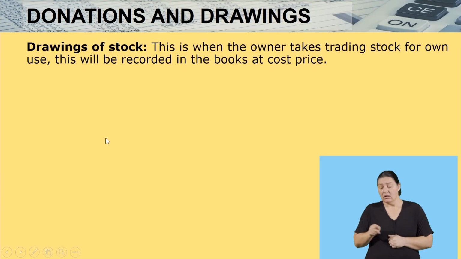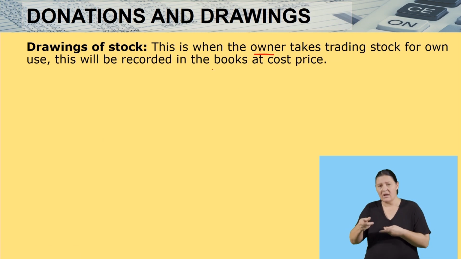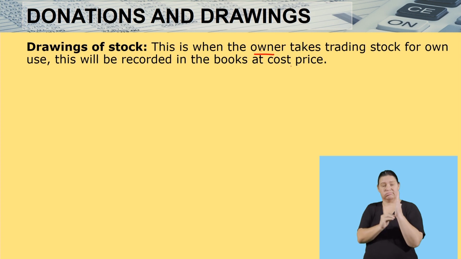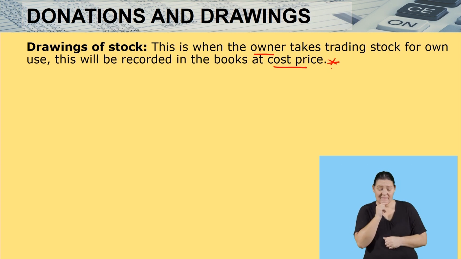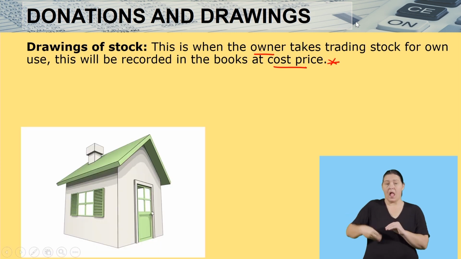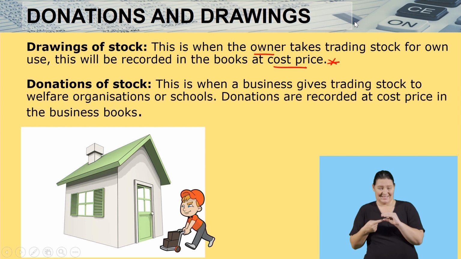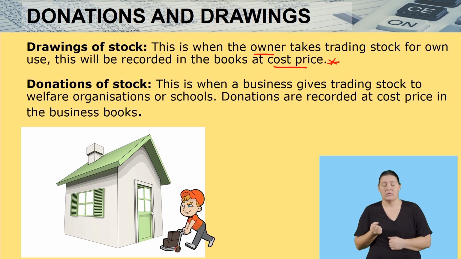In this session, I'm going to be talking about donations and drawings. What are donations and what are drawings? Drawings of stock, this is when the owner takes trading stock for own use. This will be recorded in the books at cost price. This is very important, that whenever we are recording drawings, we should record them at cost price. Now, remember, donations and drawings must be recorded at cost price.